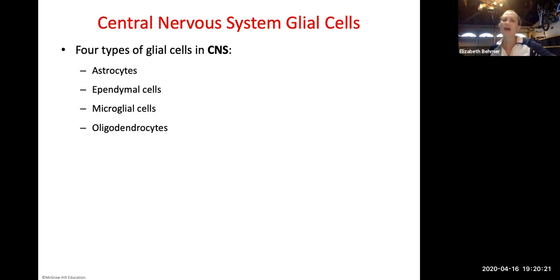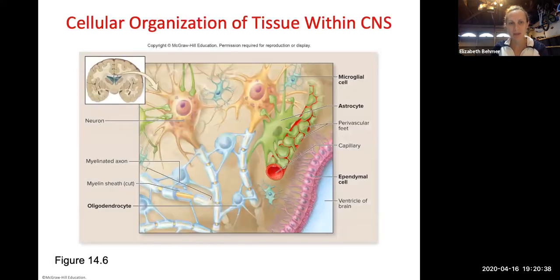Okay, so we'll look at astrocytes, ependymal cells, microglial cells, and oligodendrocytes. And again, we're in the central nervous system. These are cells that support nerve cells. So we're looking at cells in the brain and the spinal cord. So here's a look at the 4 types of glial cells. They're in bold. The microglial cell, the astrocyte, ependymal cell, and oligodendrocyte.